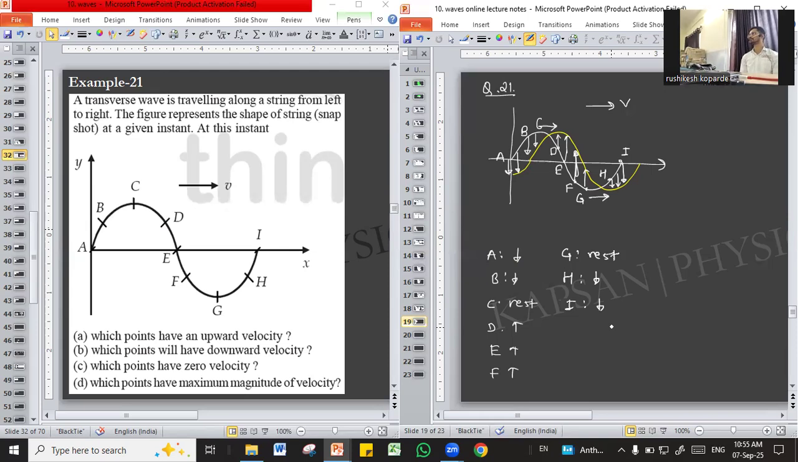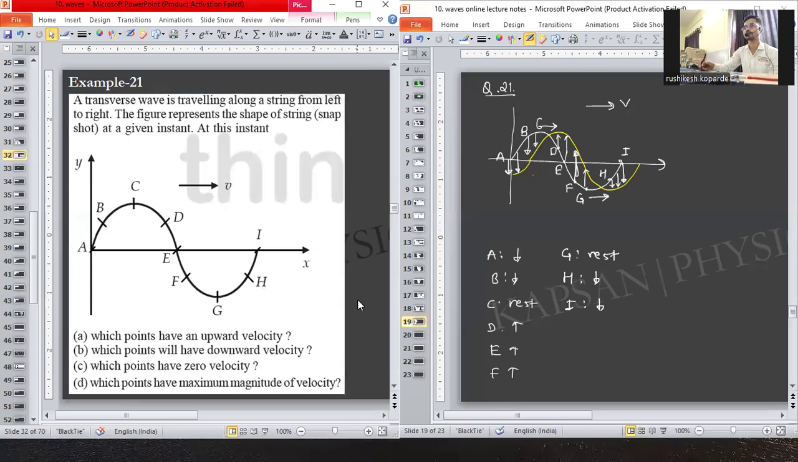Yes sir. Now which points have upward velocity? What is the answer of upward velocity? D, E, F. You can check what is their answer.